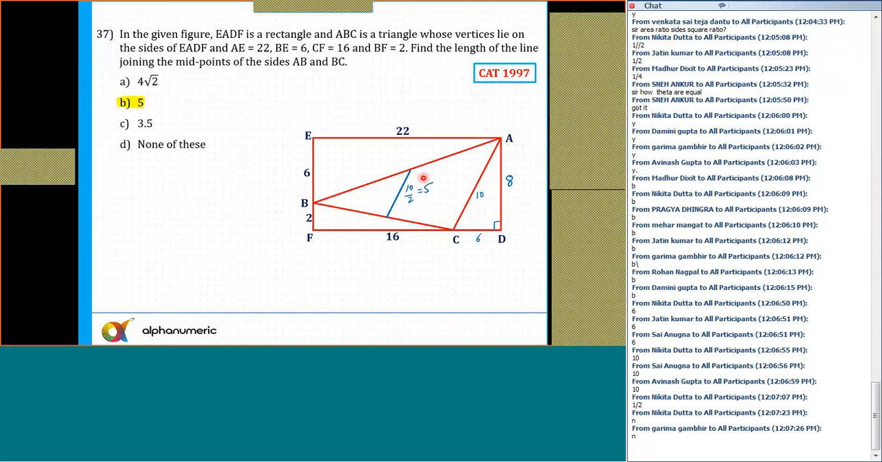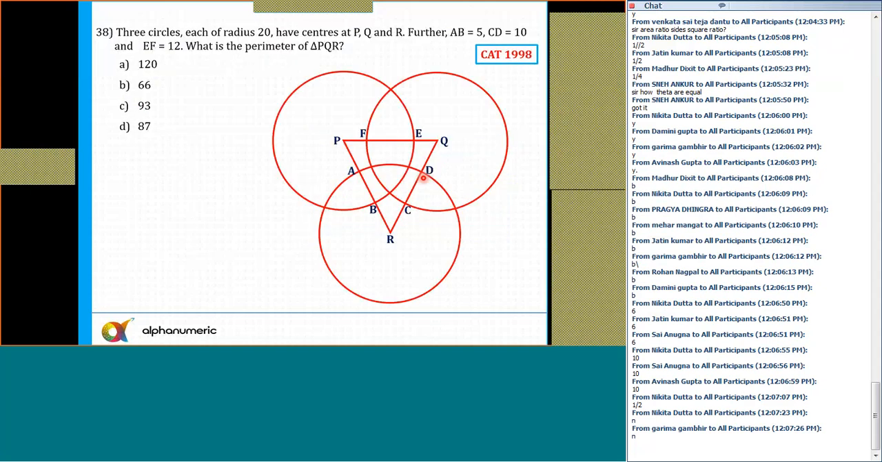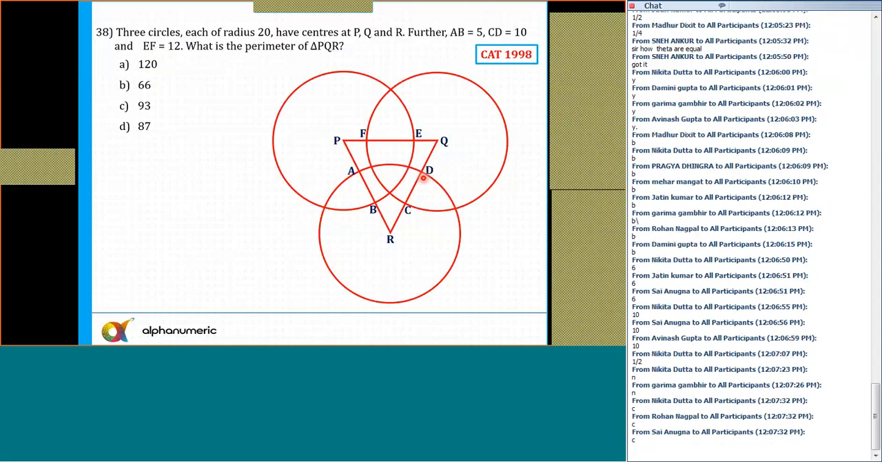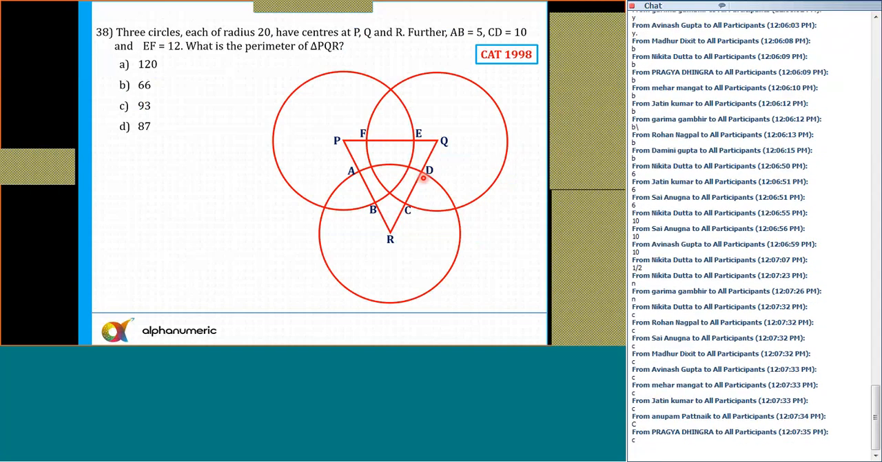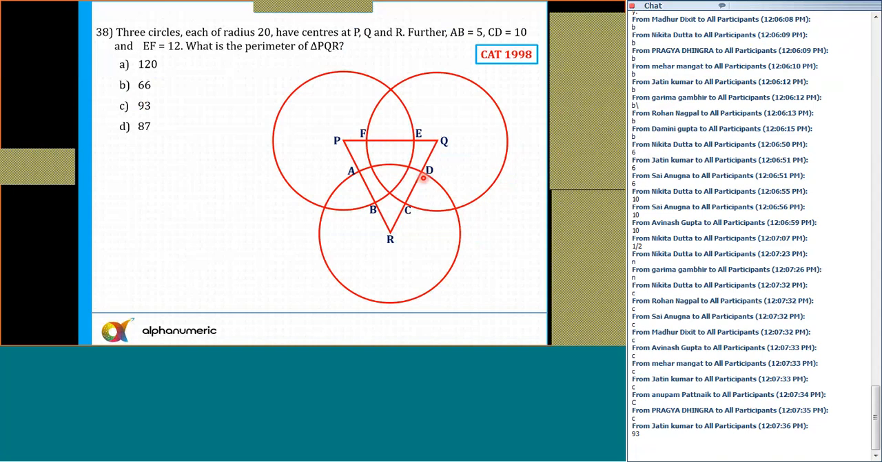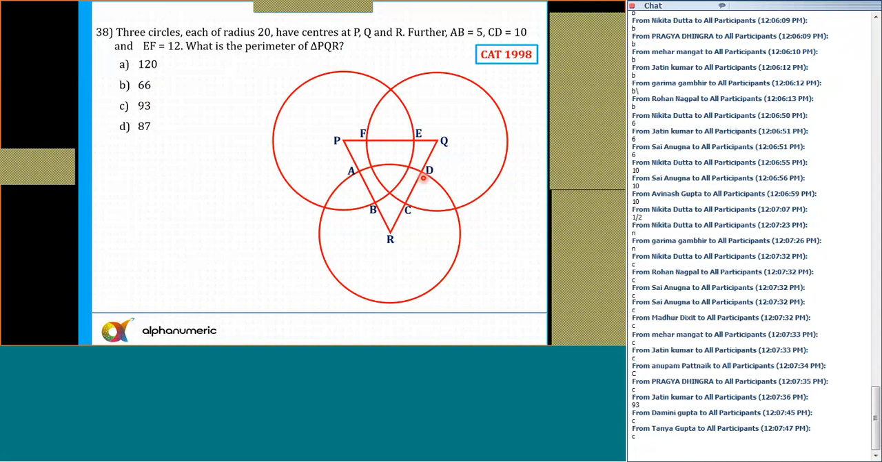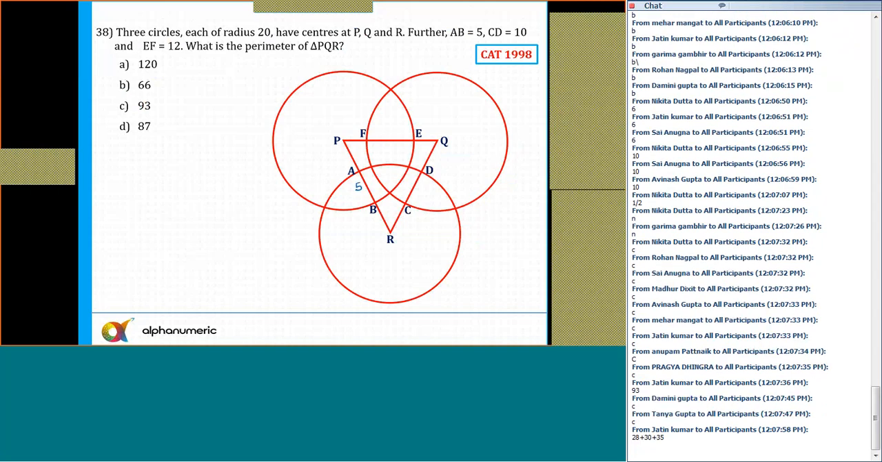So this was also an easy one. 38. Now tell me what is the answer for this question number 38, all of you. Option number C. Yes, I think that's the correct answer, probably. Option number C, which is 93. Okay. Let's see. 3 circles, each of radius 20, have centers at P, Q, and R. Further, AB is equal to 5. So the length AB is equal to 5.